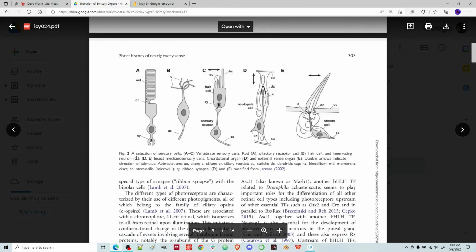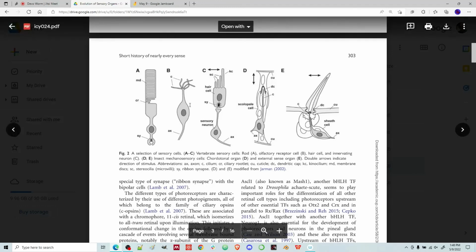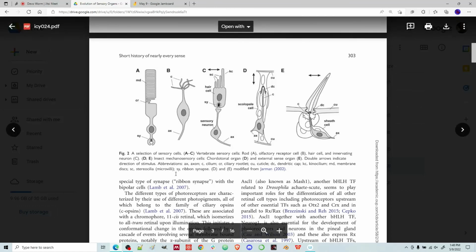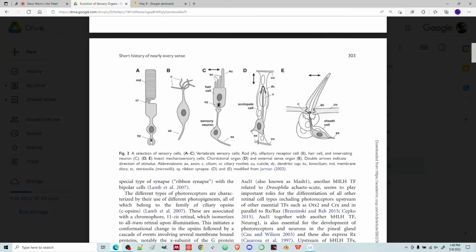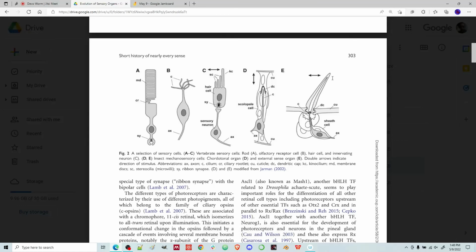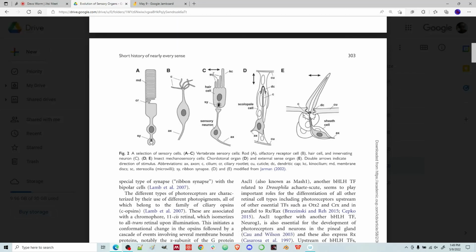For example, they go through a selection of sensory cells. The vertebrate sensory, this is a rod, this is a hair cell, an innervating neuron, this is a mechanosensory cell in insects, this is an external sense organ, and then this is a sheath cell on a hair, I think. This is the direction of the stimulus, so it's stimulating this hair and it's coming down into the sheath cell. So you can see all these different relationships between... well, in C they show the direction of the sensory stimulus as well.